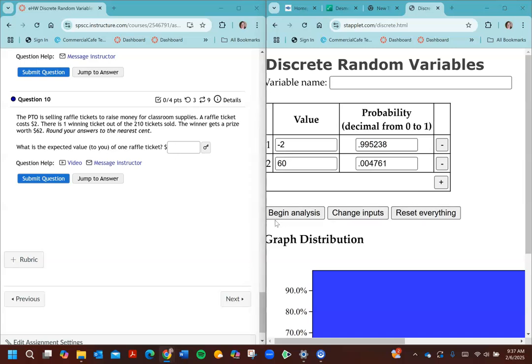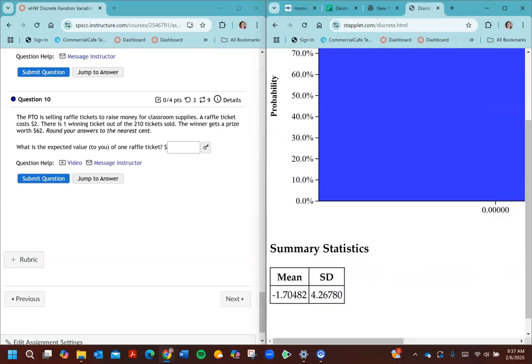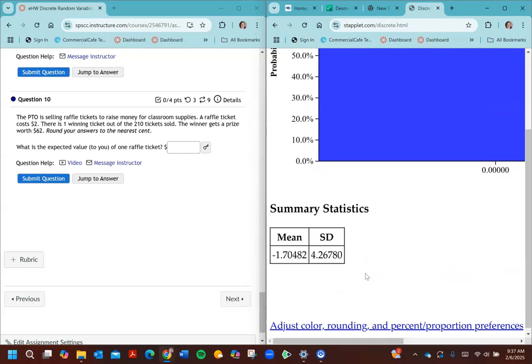So when I hit that, my numbers in the right-hand column, just to repeat, are 0.995238 in the first row. And the second row of my probability distribution is 0.004761. And then I click Begin Analysis. And I've already done that here. And go down to the summary statistics, and I get the mean and the standard deviation.